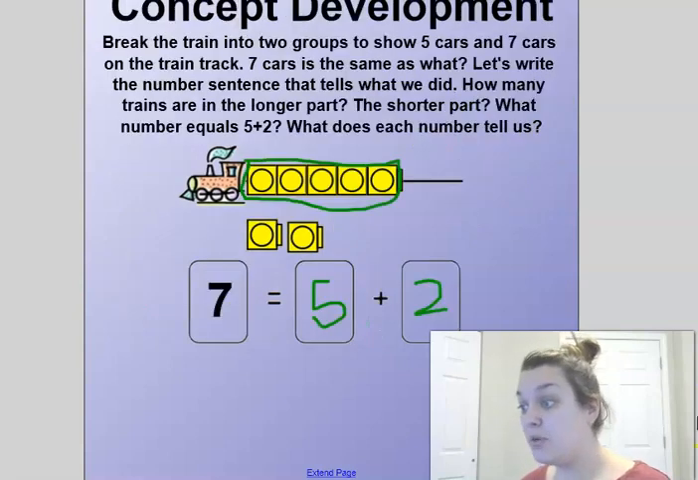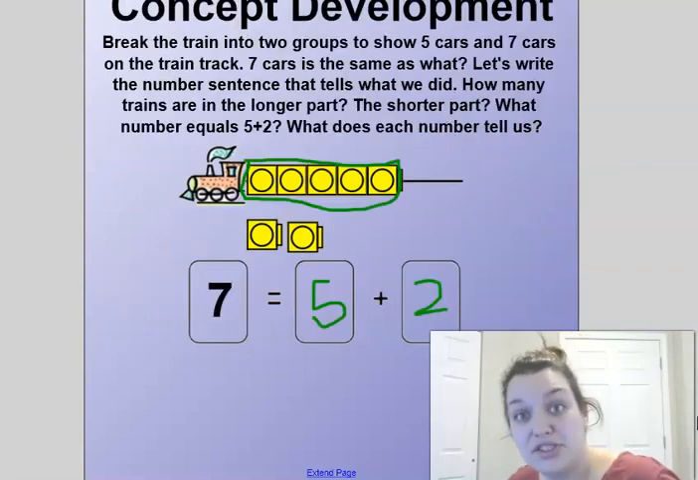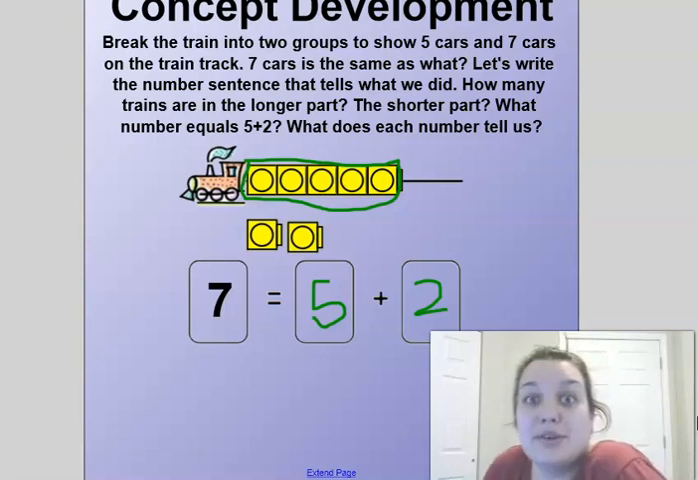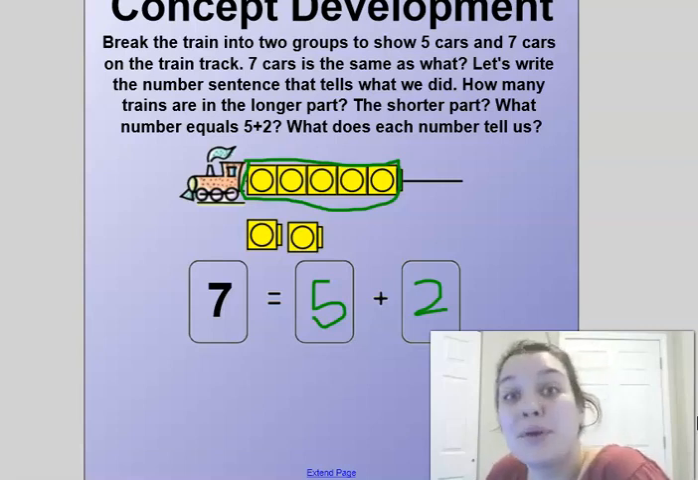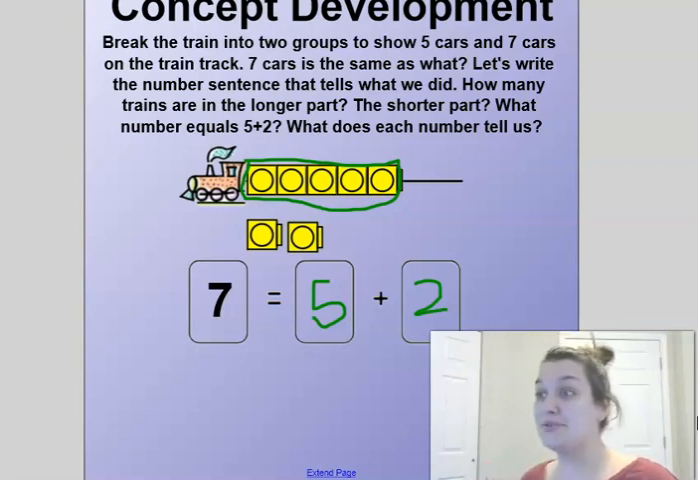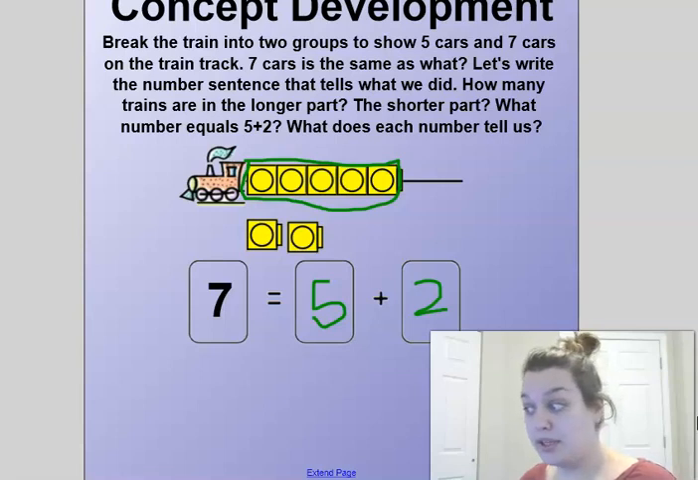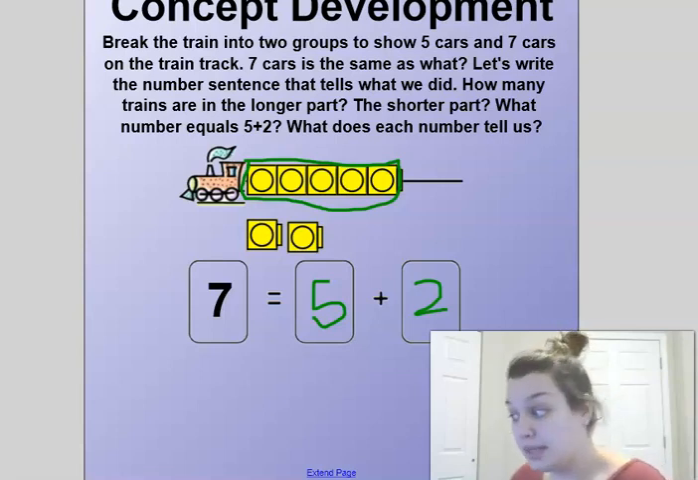But now we're saying 7 equals 5 plus 2. I'm going to tell you a secret. We're going to learn some more ways to make the number 7 today. Okay? There's so many ways, and I want to explore them all with you. So what we're going to do is we're going to go to our next problem and find another way to make 7.